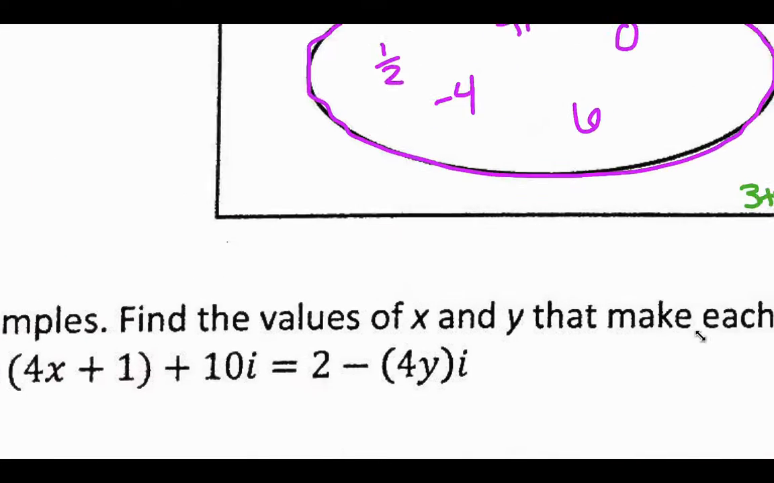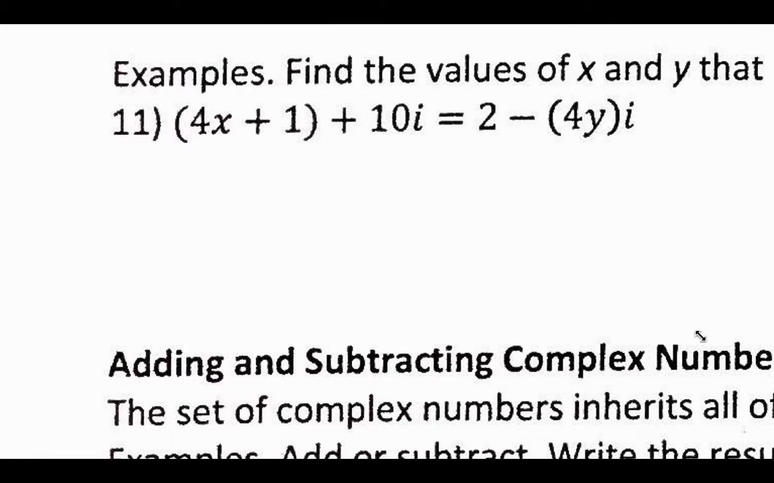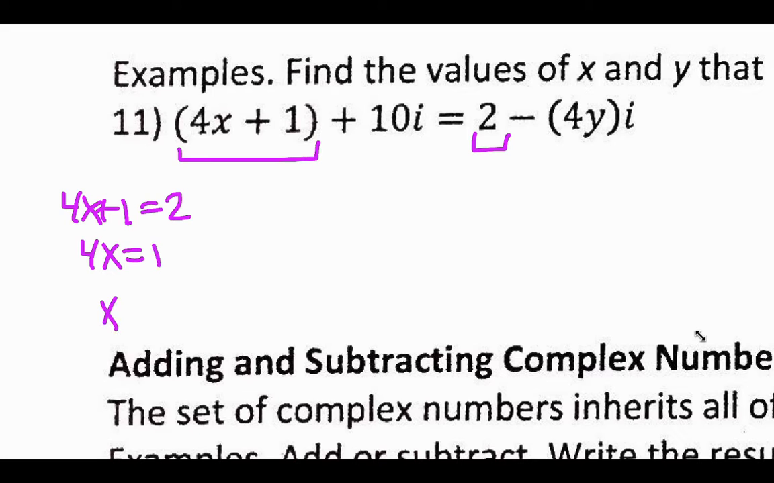What color did I do my reals in? My real part I had done in purple. This is my real part, and this is my real part. So 4x plus 1 has to be equal to 2. So if 4x equals 1, then x equals 1/4.